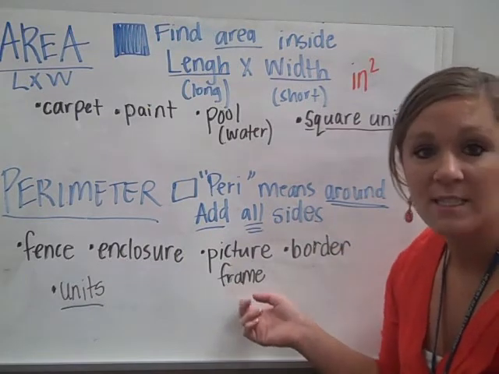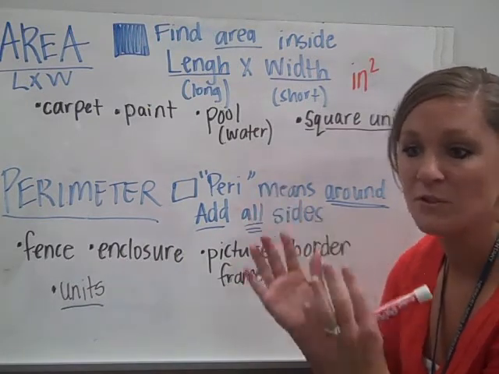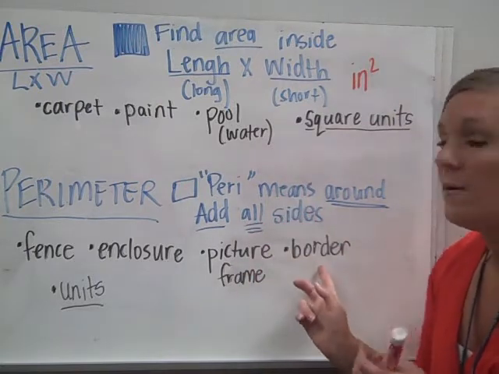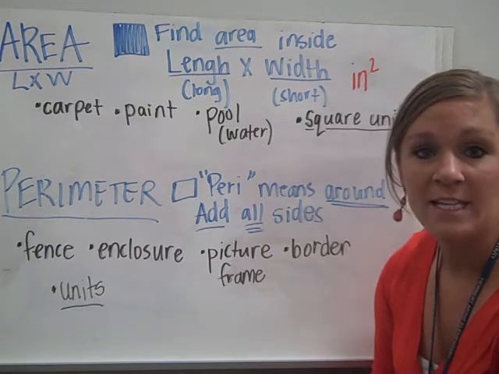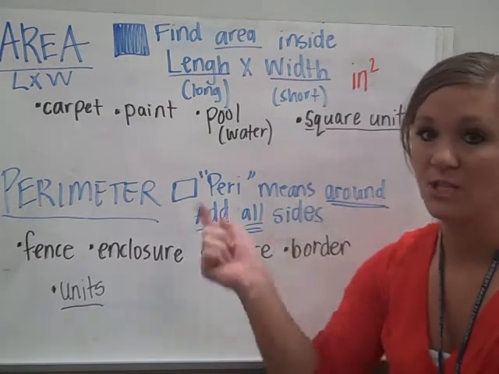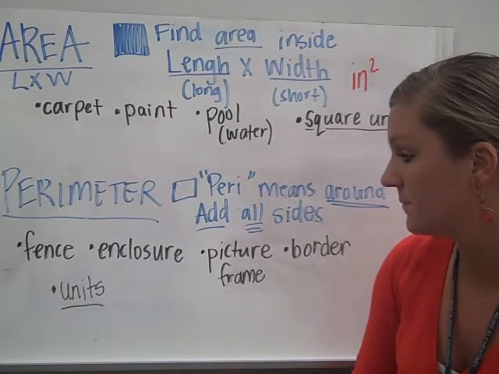They might also ask about a picture frame. Think about your picture frame. Just the outside wood part is the perimeter. Or maybe in a bedroom they ask you to find how much wallpaper you need for a border. Okay, so just going around the outside of the wall.